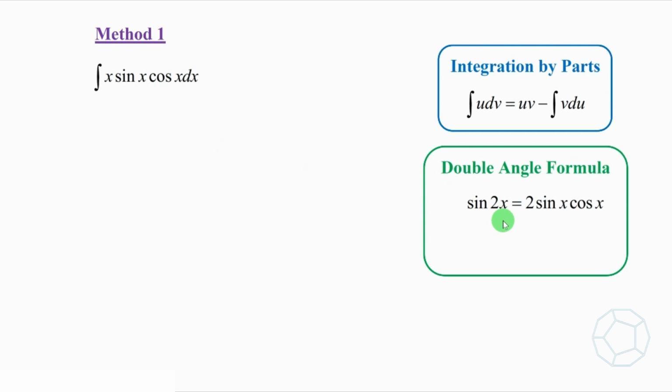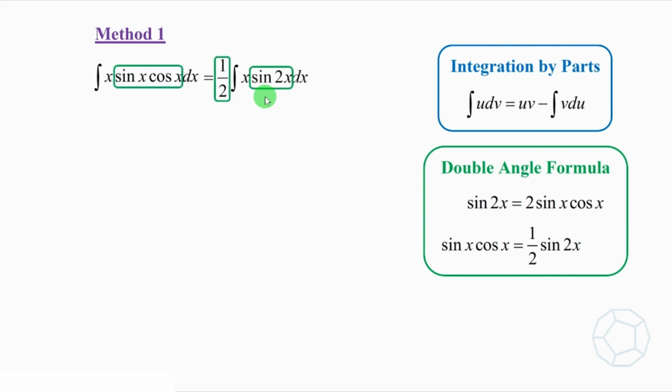Sine 2x is equal to 2 sine x cosine x. So sine x cosine x is equal to 1 over 2 sine 2x. We put this result into the integrand like this. Now, it is a product of two terms, x and sine 2x, instead of three terms. At this point, we'll have to decide which term to be absorbed into the differential.